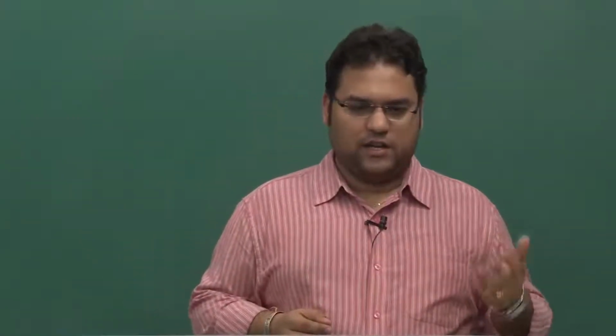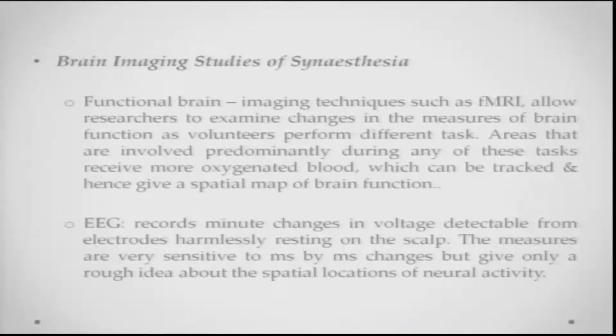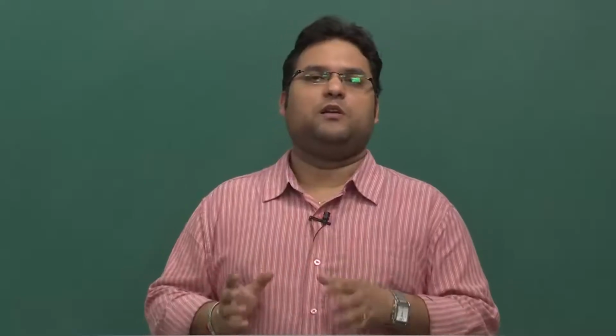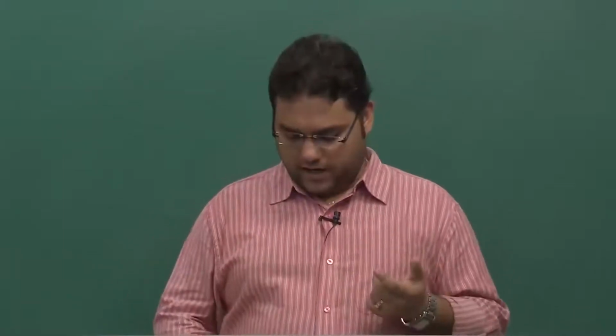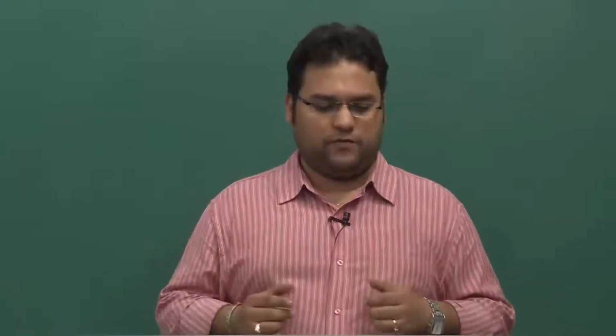Other ways is EEG, electroencephalography, or ERP, event related potentials. These methods record very minute changes in voltage detectable from electrodes that are rested on the participant's scalp, and these measures are very sensitive to millisecond level changes that are happening in the brain's processing. So they give us a very good temporal resolution of how processing in the brain is happening, though they are not really able to give us a very good spatial resolution of where this processing is happening. So there is a second thing. We have probably done all of this in the methods part. I am just doing a revision here.